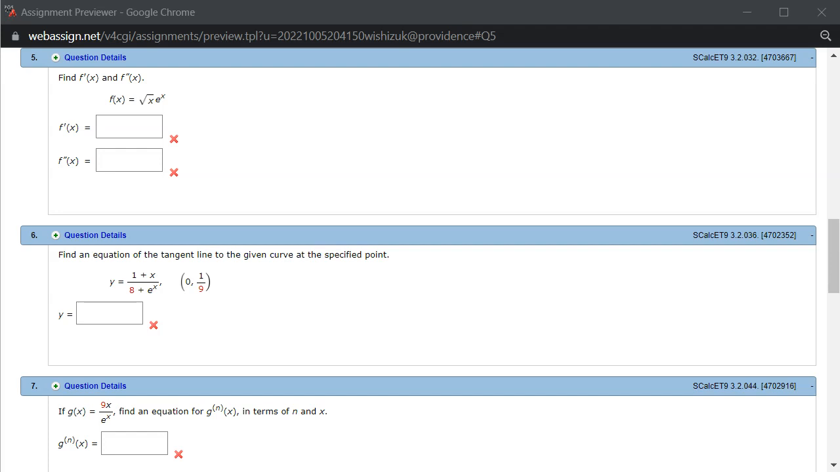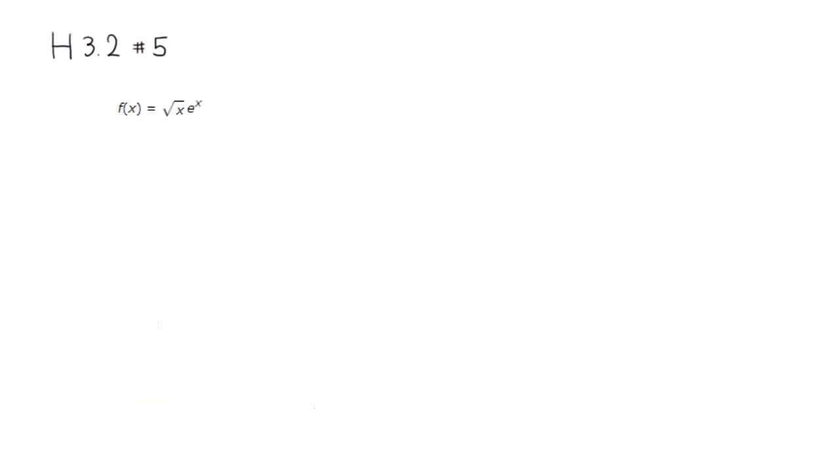All right, let's look at homework 3.2, problem number 5. We want to find the first derivative and also the second derivative of this given function here. All right, so let's do that.